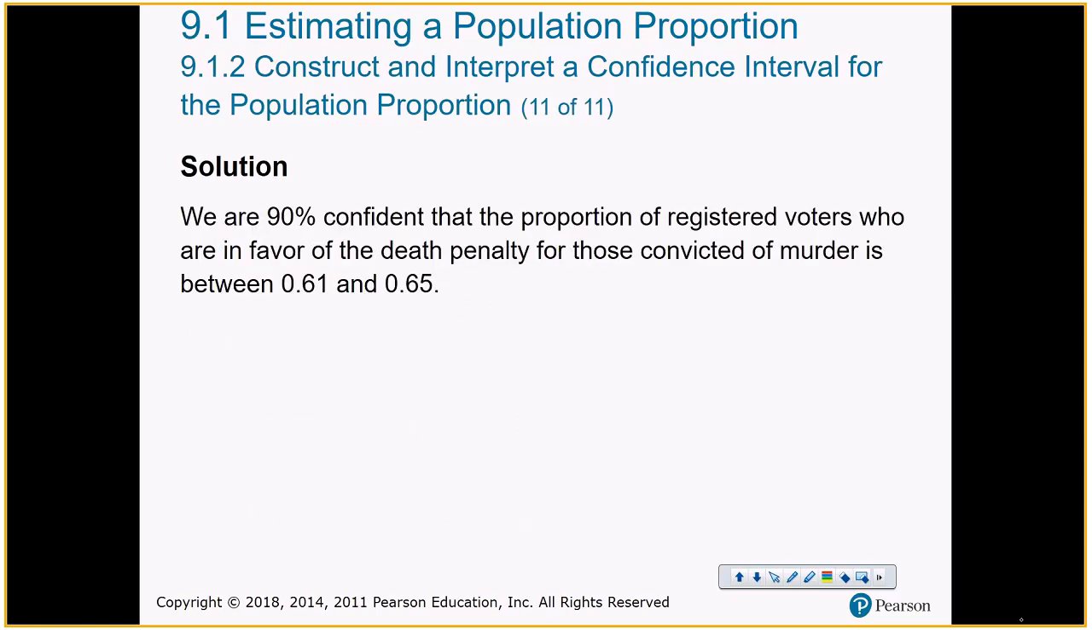There it is. The confidence interval is what? Between 61 and 65%. Now, what is that saying? It's saying that we, as a presenter, we, as a statistician, are 90% confident that the death penalty for those convicted is between 61 and 65%.